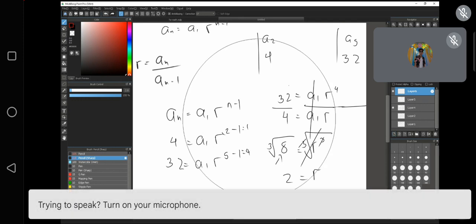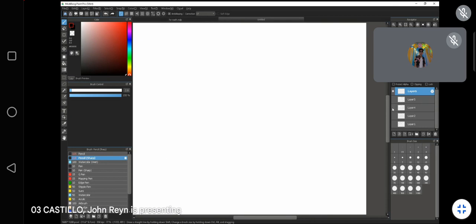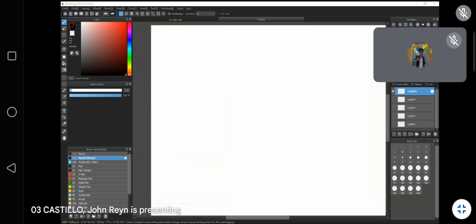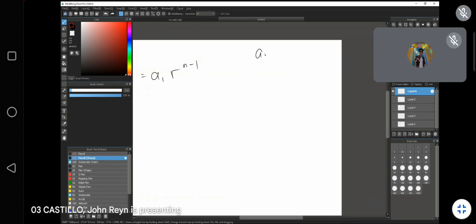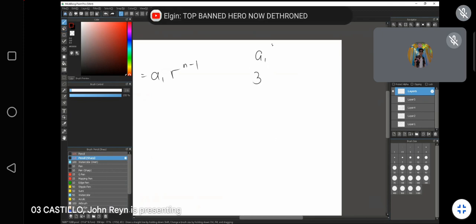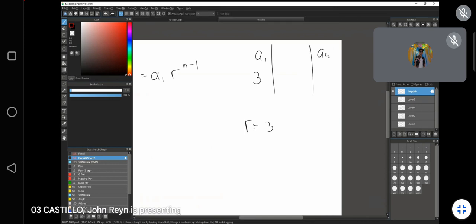Okay, so since we only have a few minutes left, I'll try to explain it a bit faster now. So if you still have any problems, you can just ask me later. So let's try finding the second one, which would be the value of the term. So again, we'll be using the formula, which is a sub of n equals a sub of 1 r to the n minus 1. So a sub of 1 is 3. Our common ratio is 3. And we're trying to find a sub of 4.